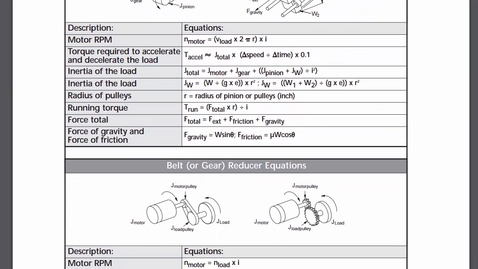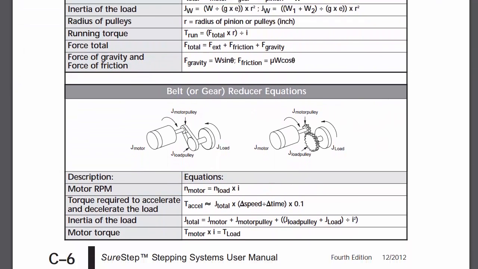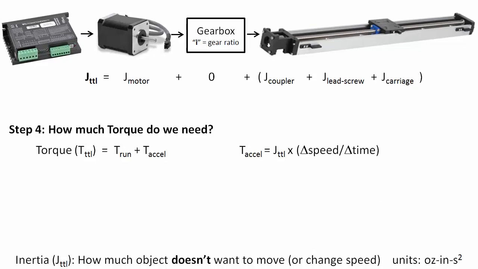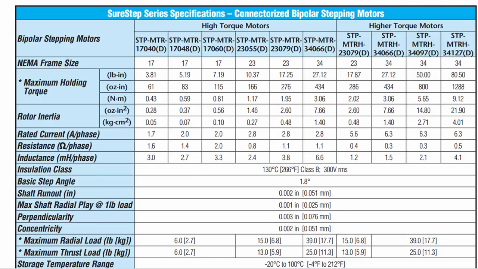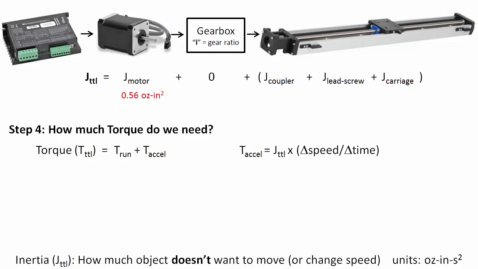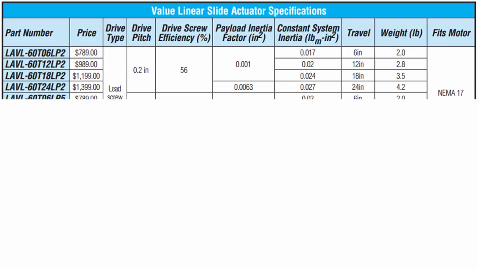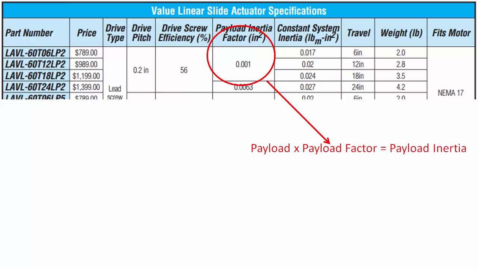And while you can do all that math if you want to, there's a much easier way to do it. For the motor inertia, we just go to the spec sheet and see the inertia of the rotor is 0.56 ounce-inches squared. If you don't know what motor you're using yet, just leave it blank. You can add it in later once you've selected one to make sure it doesn't affect anything. And if we go to the lead screw spec sheet, look at this. It's already calculated the inertia of everything associated with the linear slide. And it gives us a factor we multiply the payload mass by to give us that inertia.